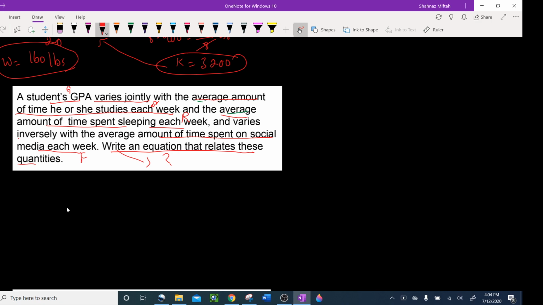So let's start. G varies jointly with the average amount of time he or she studies, which is S, and the average amount of time spent sleeping each week, which is R, and varies inversely, inverse is a fraction, with the average amount of time spent on social media, which is F. So you put them together, both of them. So that's your equation, and that's the model they were asking me.